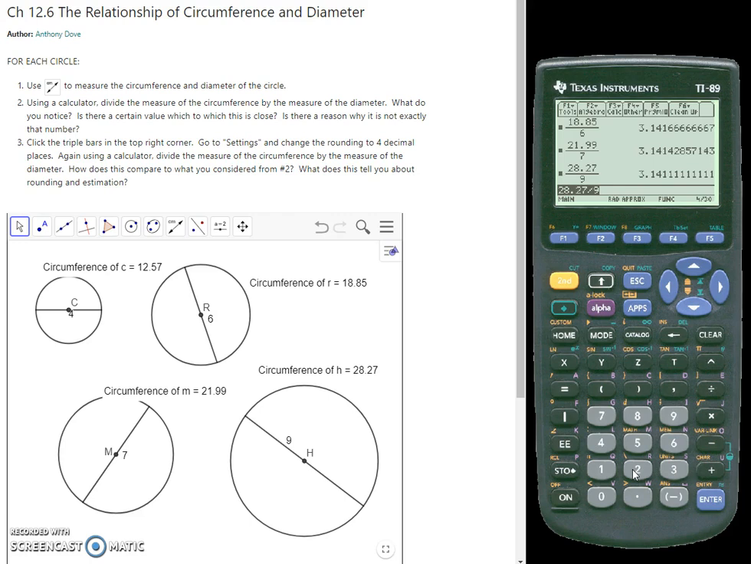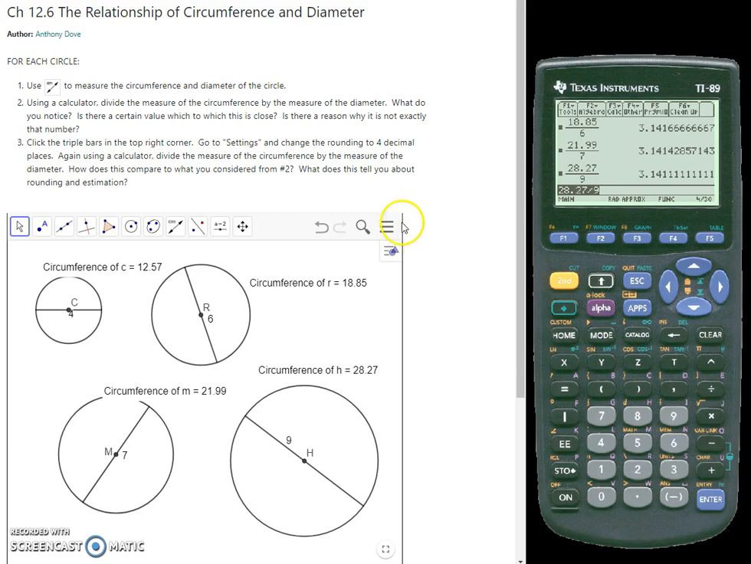So what pi represents is the relationship between the circumference and the diameter. If I divide the circumference by the diameter, how many times does it go in? It always creates this constant. And that constant, pi, is an irrational number. It goes on forever and it never repeats a pattern.